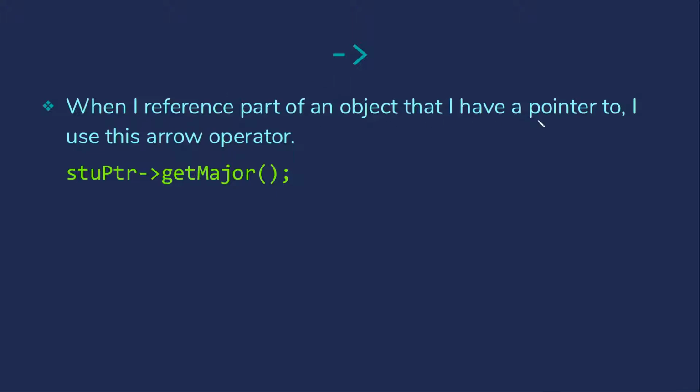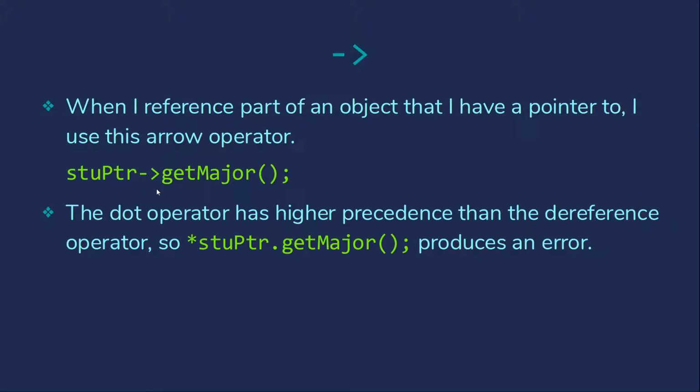Now, I do want to talk some about this operator. We've seen it, but just want to explain a little bit more about it. So when I reference a part of an object that I have a pointer to, I'm going to use that arrow operator. And here would be an example. Got a pointer to a student, calling the getMajor method. I'm going to use that arrow operator. The reason we need this is that the dot operator has higher precedence than the dereference operator. So if we do star stuPointer.getMajor, we're going to get an error.